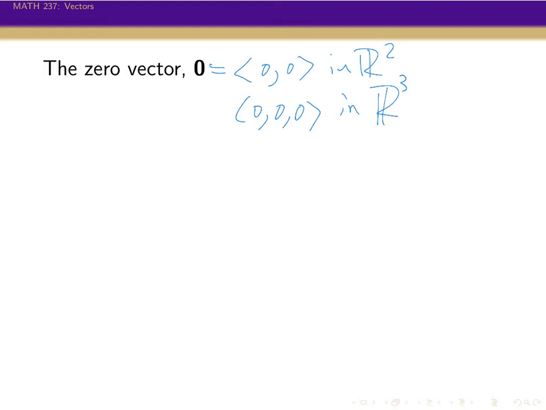And so this is the unique vector with no magnitude. And because it has no magnitude, this is the one vector it doesn't really make sense to talk about a direction with. The 0 vector doesn't really have a direction because it doesn't go anywhere. Okay, so you can think about the 0 vector as the vector that doesn't move you at all.